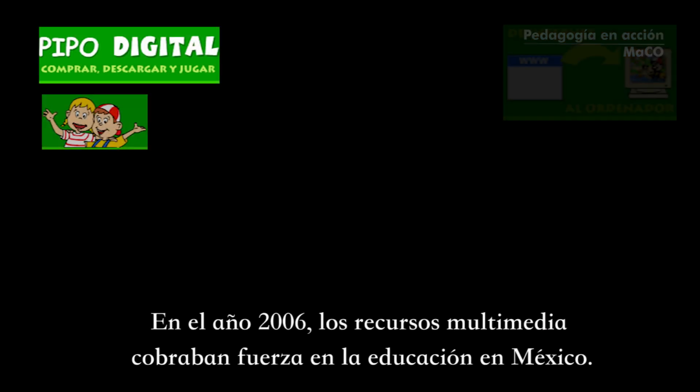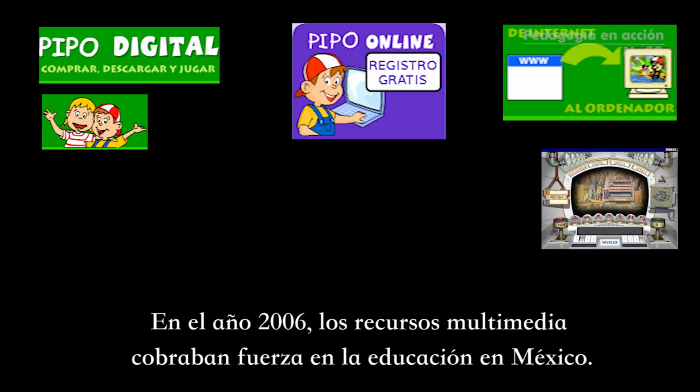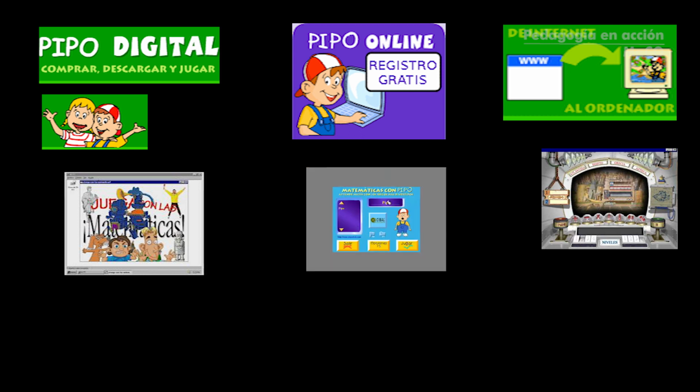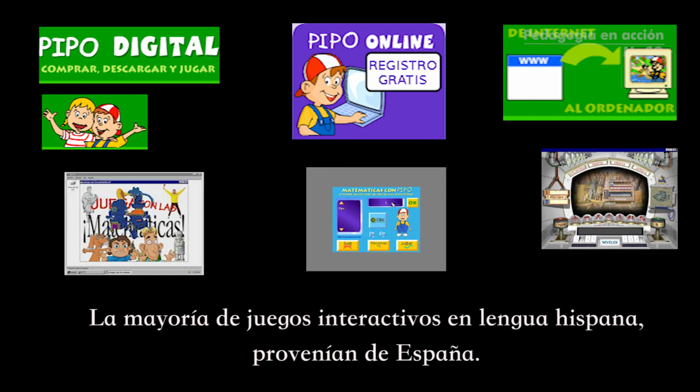In 2006, multimedia resources gained strength in education in Mexico. The majority of interactive games in the Spanish language came from Spain.